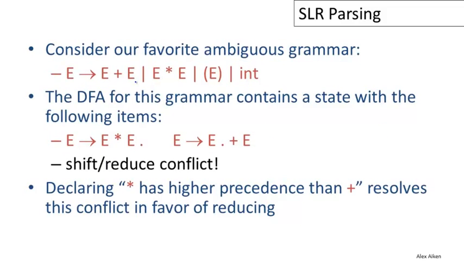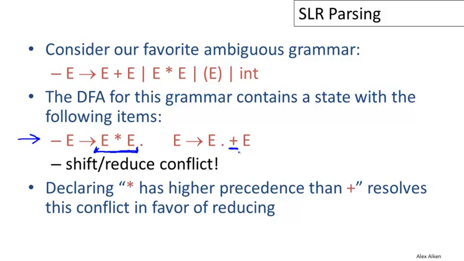If you build the DFA for the viable prefixes of this grammar, you will discover that there is a state that has the following two items in it. One says that if we see E times E, that we have seen E times E on the stack, and that we can now reduce by E goes to E times E. The other one will say that if there's a plus coming up in the input, we should shift. And notice that this is exactly the question of whether times has higher precedence than plus.